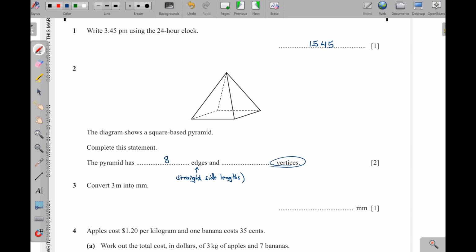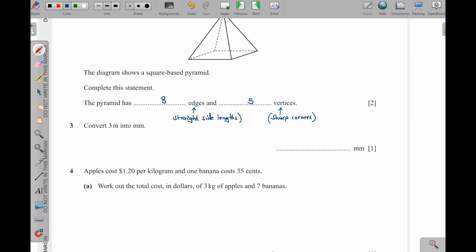And then vertices, we look at the corners. Okay, we shall say sharp corners. So there is this one here, that is 1, this is 2, this is 3, this is 4, and this is 5. So our answer is therefore 5 vertices.